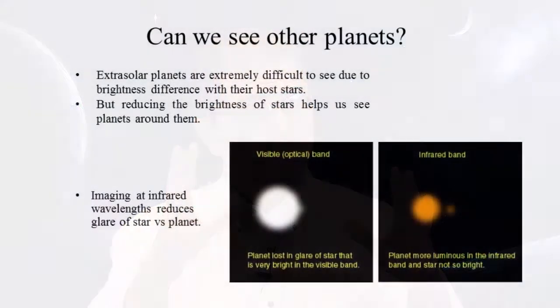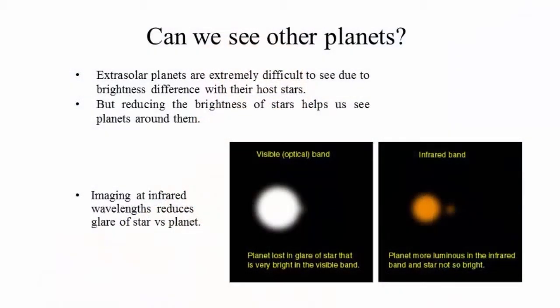Now, astronomers have also pursued techniques to try to allow us to image stars with planets. Sometimes we can use different wavelengths, for example, infrared light, in which the star doesn't appear as bright as it might in visible light. But in infrared light, a planet might appear a little bit brighter than it would in visible light.